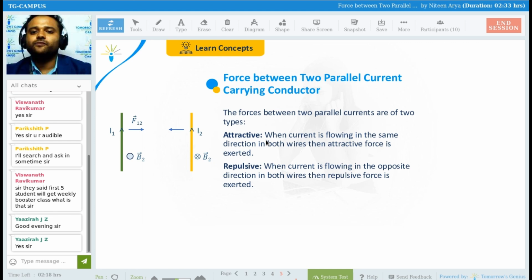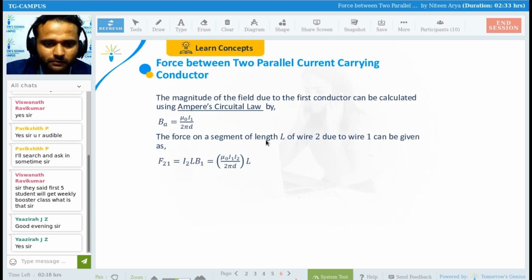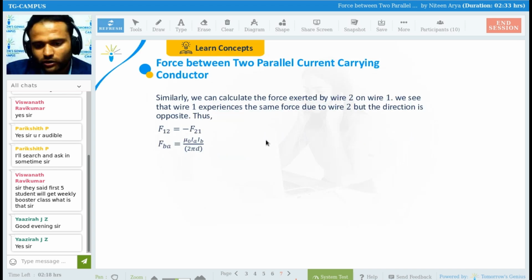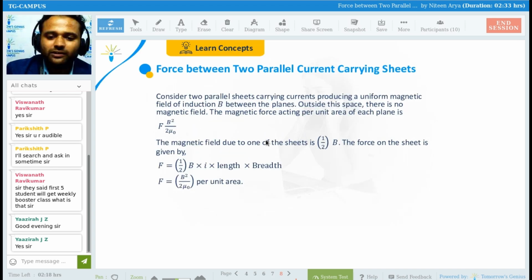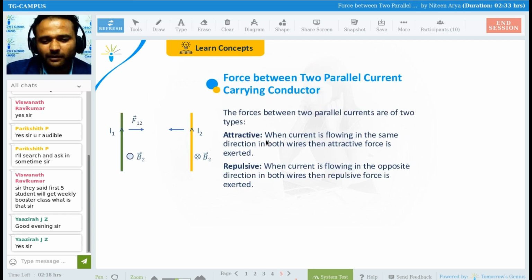So the main thing here is we're going to find the force between two parallel currents, if they are having the same current, if they are having opposite current. Maybe in this PPT or PDF they talk about only same current, but I can teach you about opposite current also. First of all, you need to understand that, which is very, very important.